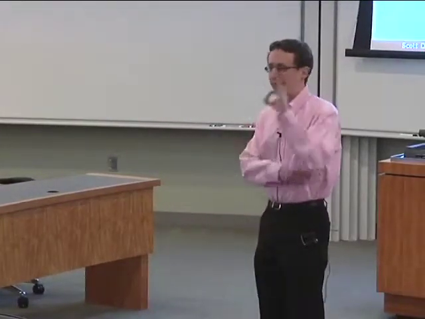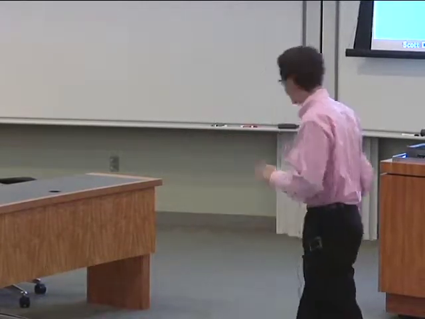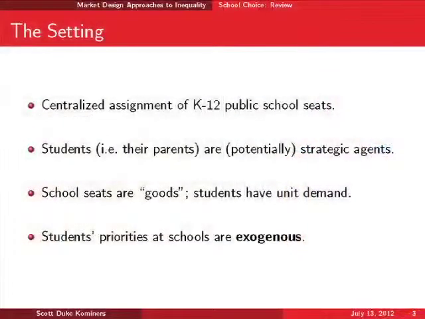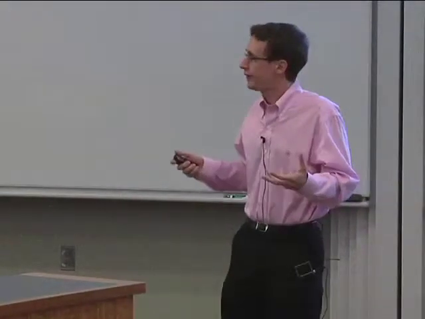But first, I just want to bring you back into the setting of school choice so you can remember where we were. These slides are going to look familiar. So the story: centralized assignment of K through 12 public school students. And the students are the strategic agents. The schools have these completely exogenous priorities. And so it's the students, by which we really mean their parents, who are playing in the mechanisms. The seats are goods. Students only want one of them. And again, the mechanism is going to allocate students to seats via some centralized system.